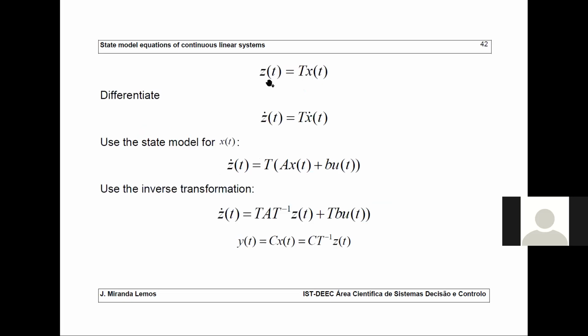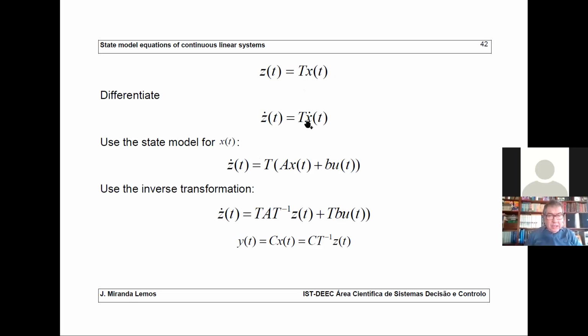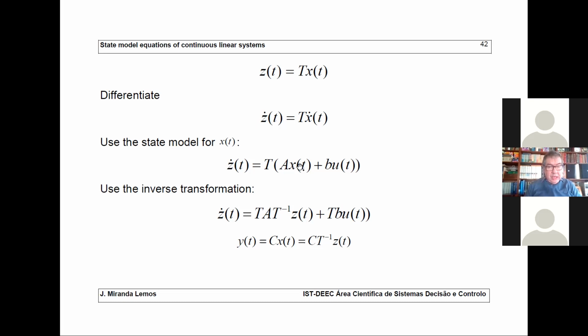So I start with Z equal to Tx, and I want to get an equation for Z, so I differentiate it. Now, Z dot is Tx dot. What do I know about X dot? Well, X dot is AX plus BU. Now, Z dot is expressed in terms of X, but I want to express it in terms of Z. So Z is Tx, so X is T inverse times Z. So I put here a T minus 1 Z.